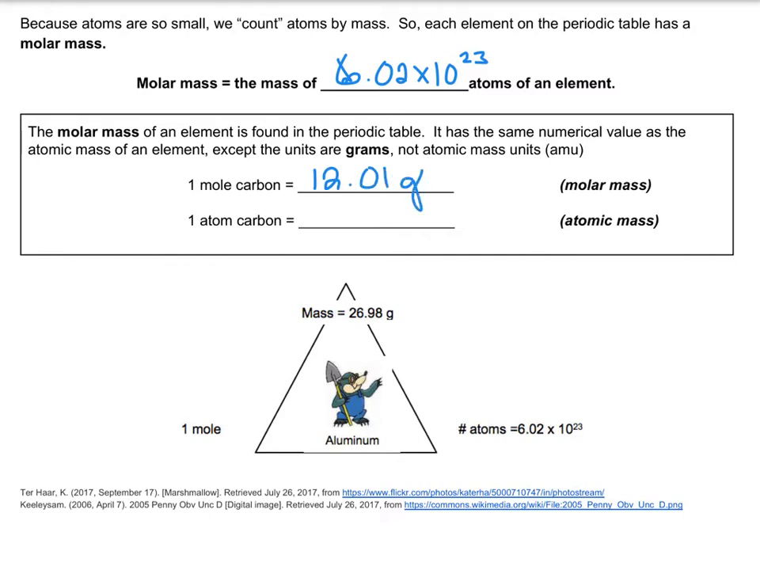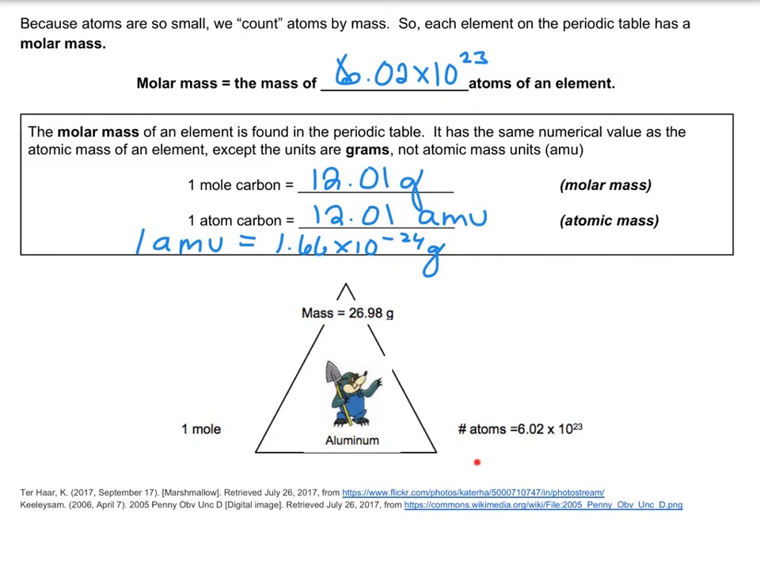If I ask you how much a single atom of carbon weighs, you'll say it also weighs 12.01. But the unit will be atomic mass units, or AMUs. Atomic mass units are incredibly small. 1 AMU weighs approximately 1.66 times 10 to the negative 24th grams. But look at how cool that is. So if you're talking about a mole of carbon, you can get the mass of a whole mole of it, and it's 12.01 grams. If you want the mass of a single atom, it's the same number, but just with a different unit, a much smaller unit.